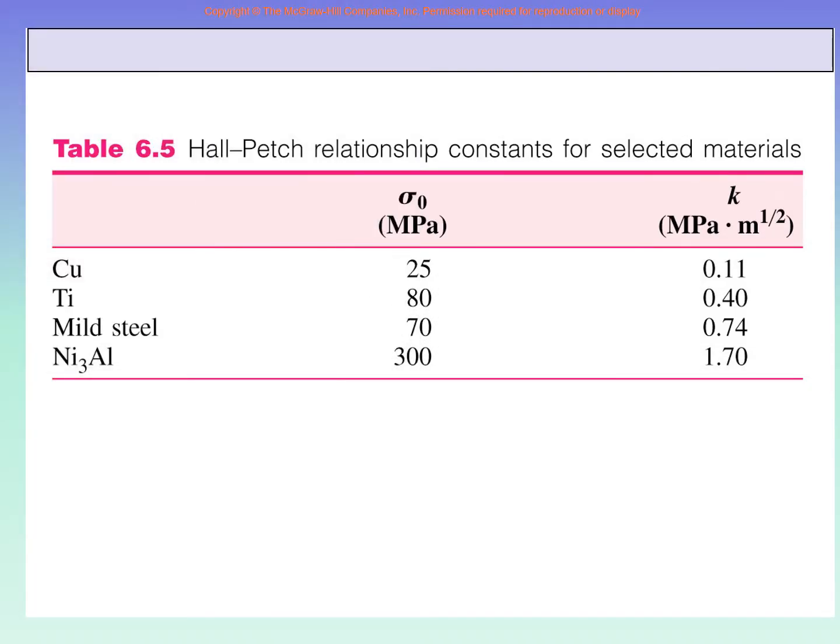Here we are showing you some normal materials: copper, titanium, mild steel, nickel, aluminum alloy, and the values of these constants, sigma naught and the constant K. So if we give you a problem with these metals, then you know the constants. And if it is any other metal than these, then we will give you the values.